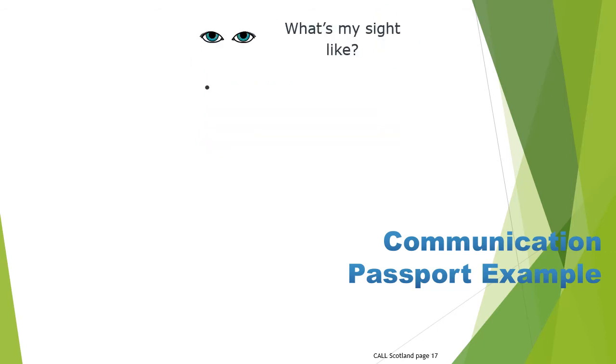And this is the last page, and it's about what their sight is like, so letting you know what they can see with their sight. And each page of this communication passport, like I said before, is as important as the other. So you'll get to know from this passport the communication method that person can use to communicate with you, so you know everything as much as possible about that person so that you can actually work with them and help them.